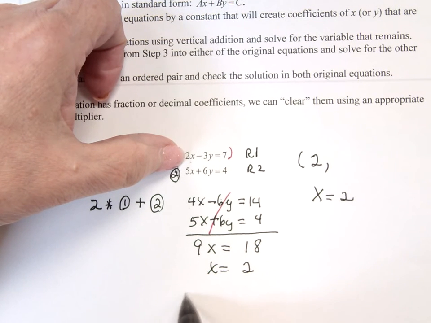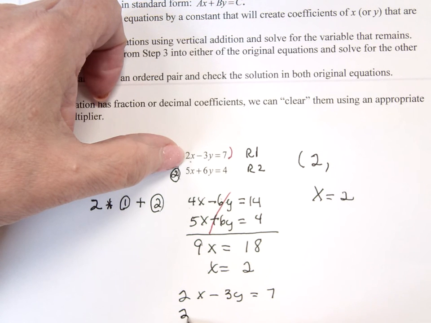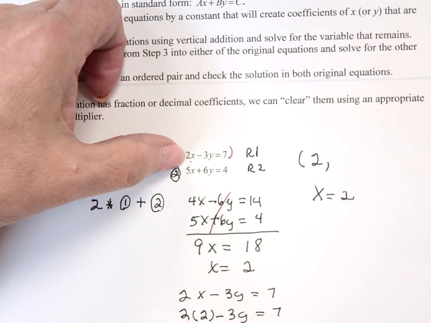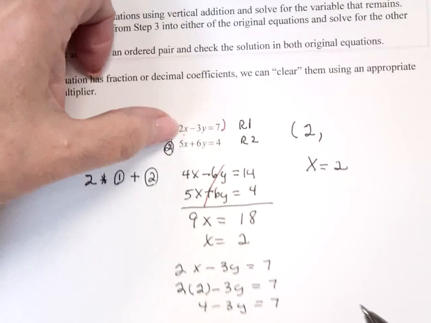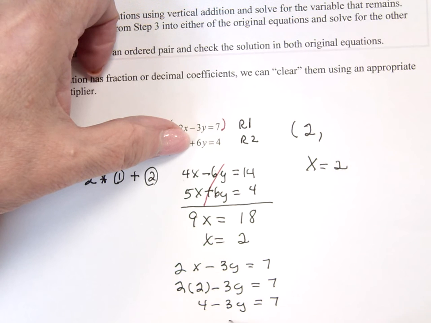So 2x minus 3y equals 7. 2 times x is 2 times 2, which is 4, so 4 minus 3y equals 7. Isn't that cute? Minus 3y equals 3, or y equals -1.